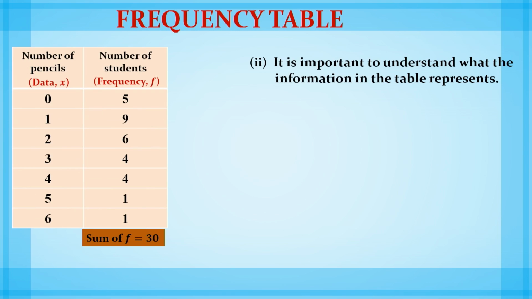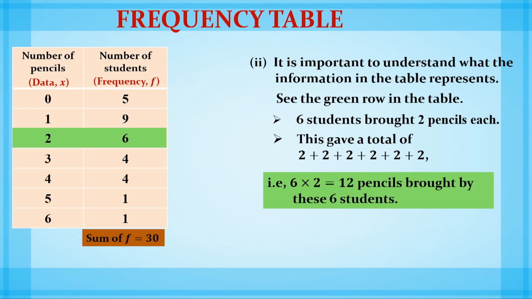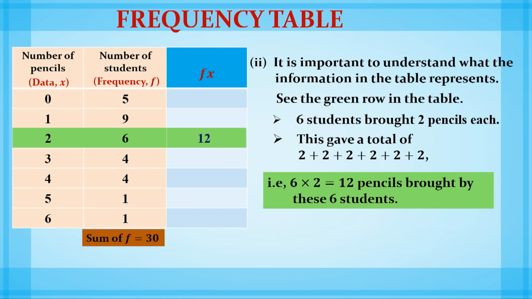Also, it is important to understand what the information in the table represents. See the green row in the table. It shows 6 students brought 2 pencils each. This gave a total of 2 added 6 times, that is 6 multiplied by 2, which is equal to 12 pencils brought by these 6 students. Thus, you can add an additional column for the product fx so that the total number of pencils can be calculated in a systematic way.